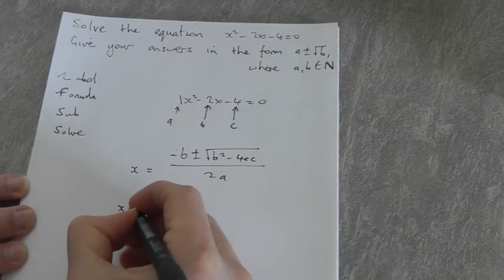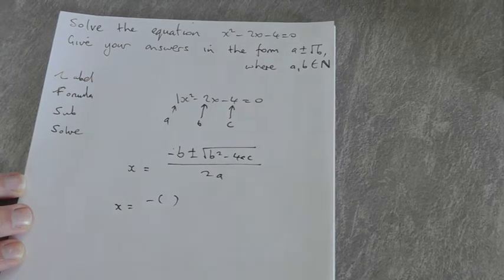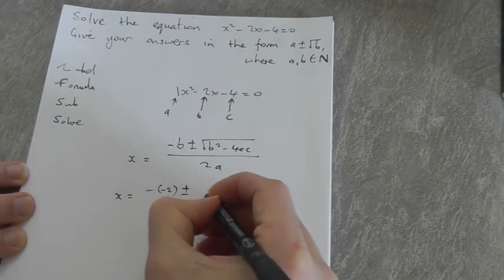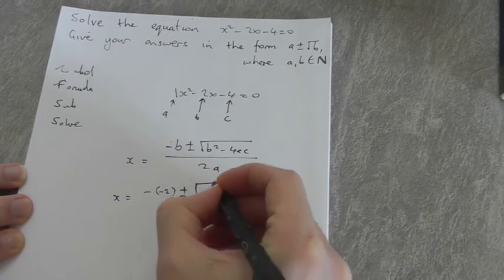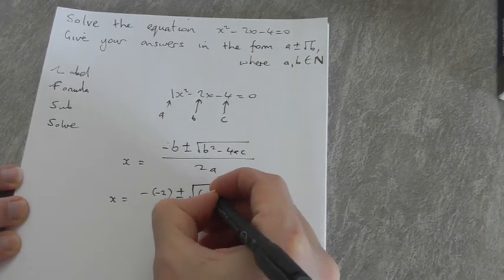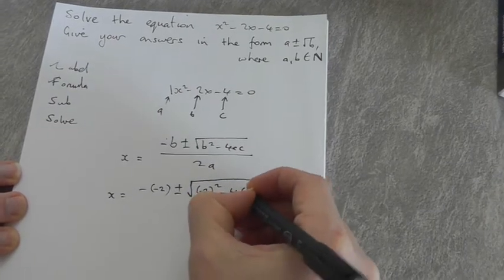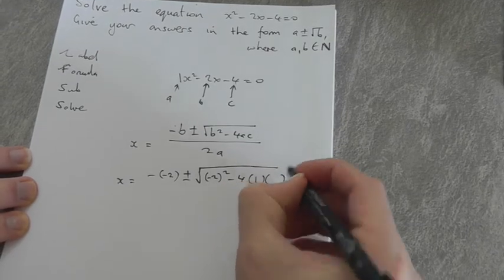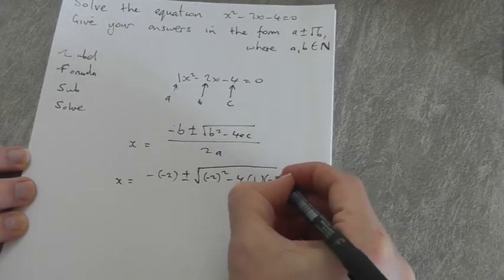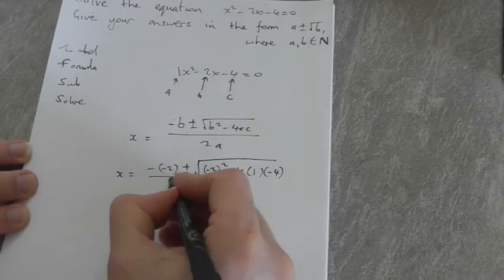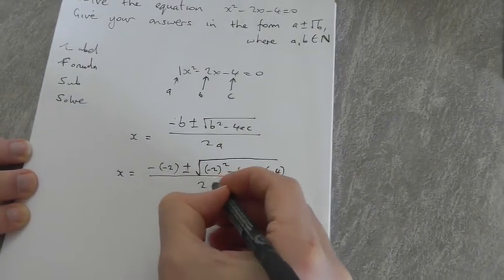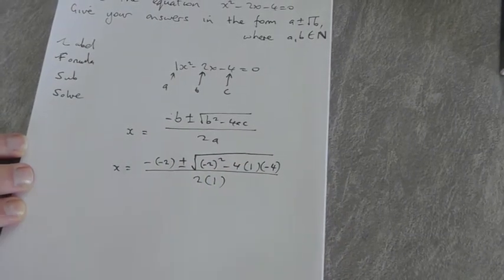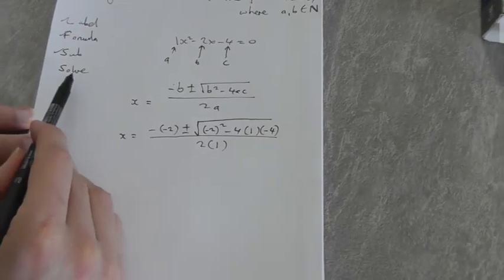So x stays as x, minus b, I'm going to open a bracket, and in for b is minus 2, plus or minus square root. Now something squared again, it's minus 2 squared, minus 4, I'm going to open a bracket for a, and 1 is going in for a, open a bracket, and c turns into minus 4. And all over 2a, which will be 2 in a bracket, and a in this case is 1. So we've now done our substitution, so we're going to go down to the solving part.